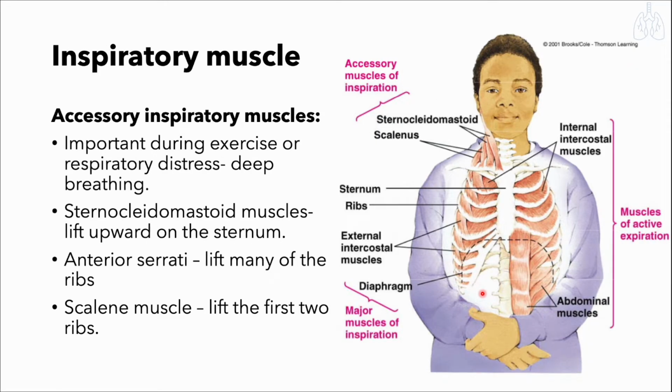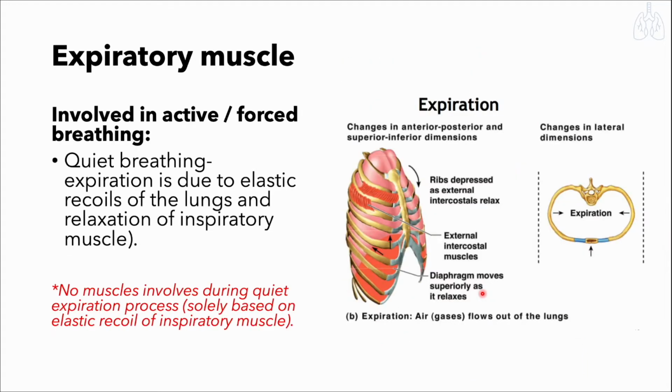Okay. So these are the accessory inspiratory muscles I did mention to you earlier. Okay, they are actually used for the forced inspiration and forced expiration. Okay. So in the expiratory muscles, what do we have? Basically, please bear in mind, please remember and keep in your mind that there are no muscles involved in quiet expiration. Okay, quiet expiration. No muscles get involved in this process because the expiratory process during quiet breathing occurs due to the elastic recoil.